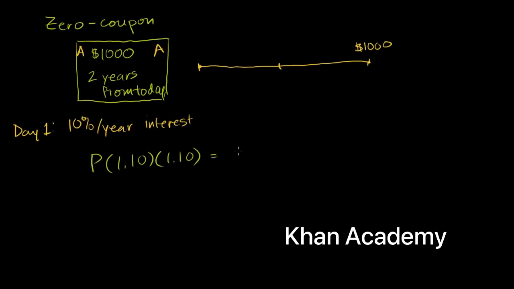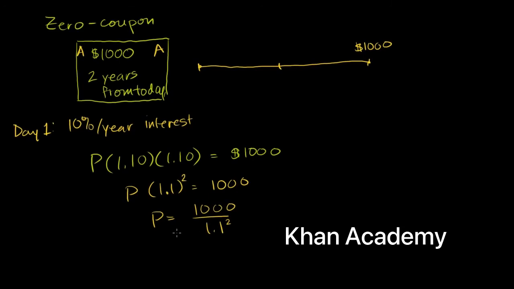So this should be equal to the $1,000. So let me just be very clear here. P is what someone who expects 10% per year for this type of risk would be willing to pay for this bond. So when you compound their payment by 10% for 2 years, that should be equal to $1,000. So if you do the math here, you get P times 1.1 squared is equal to 1,000, or P is equal to 1,000 divided by 1.1 squared.